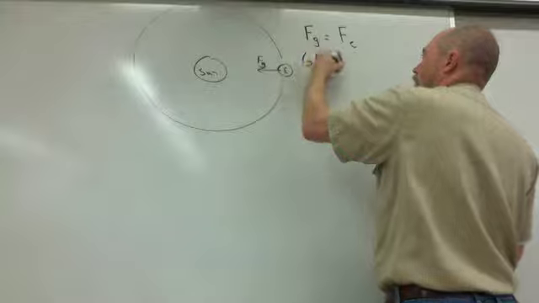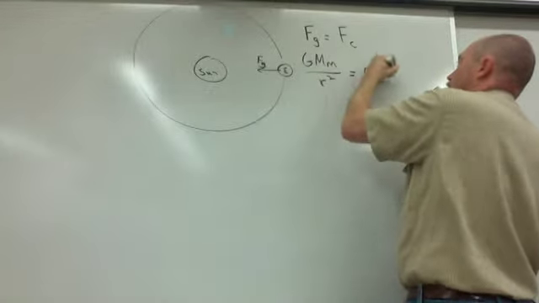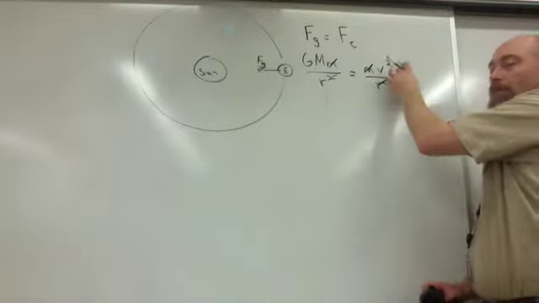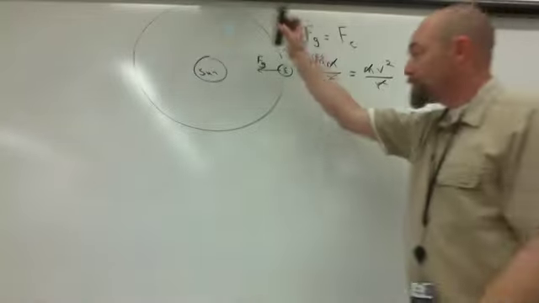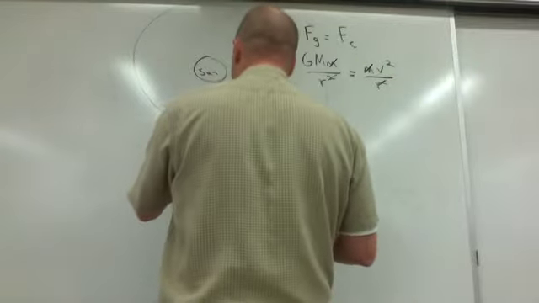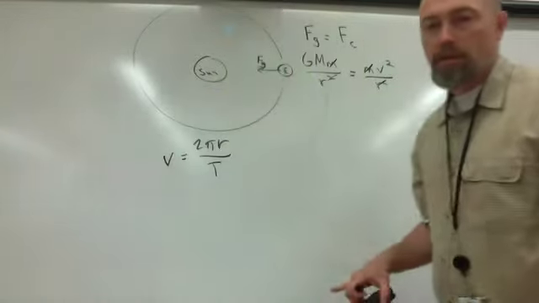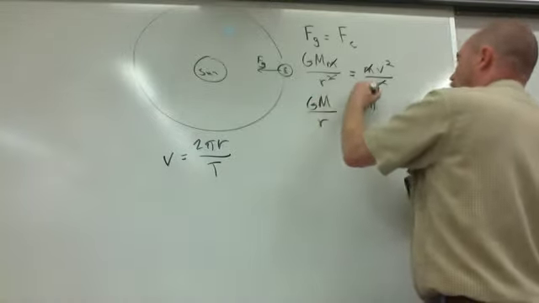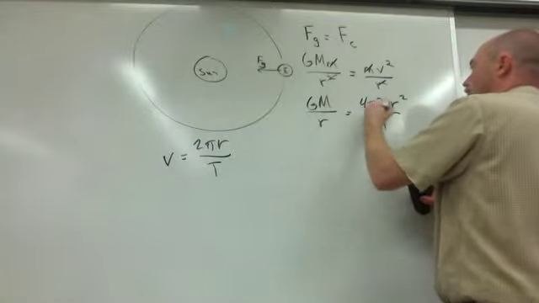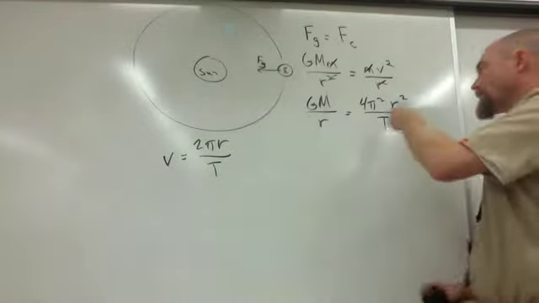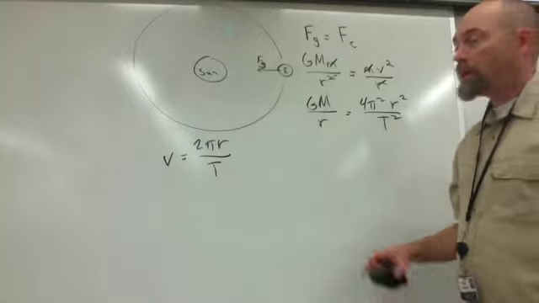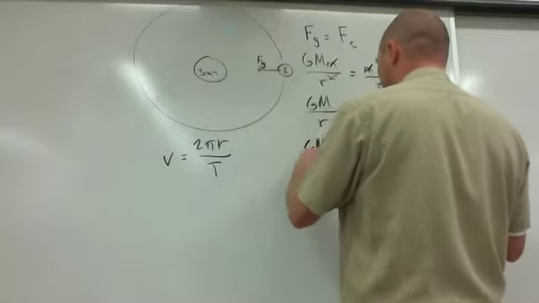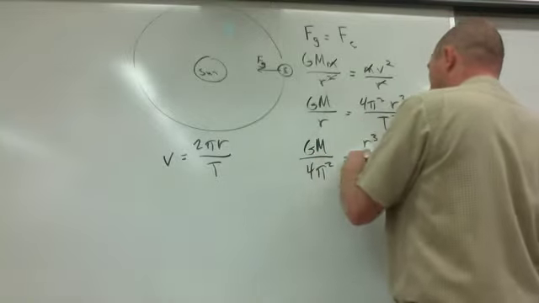Well, this is GM over r squared. This is mv squared over r. Do a little bit of math, cancel some stuff out. So I end up with a v squared. Well, what is v? If it's moving in a circle, v is 2 pi r divided by T. So therefore, v squared would be 4 pi squared r squared over T squared. And then if you cross multiply, all of a sudden it's r cubed over T squared. So I get GM over 4 pi squared equals r cubed over T squared.